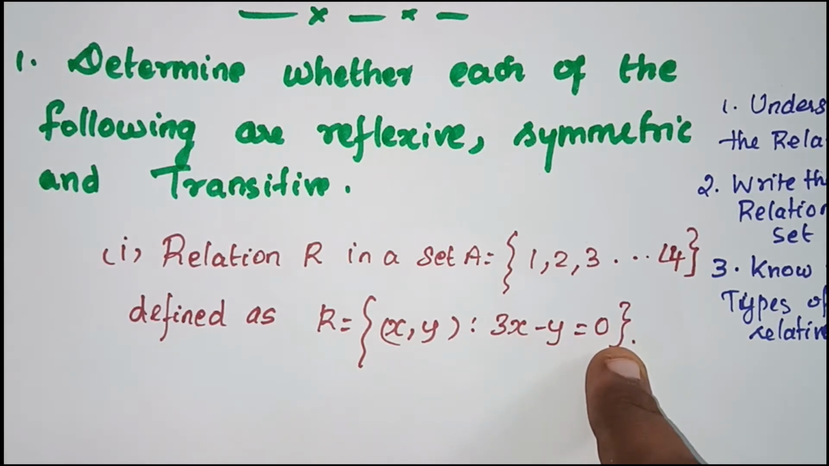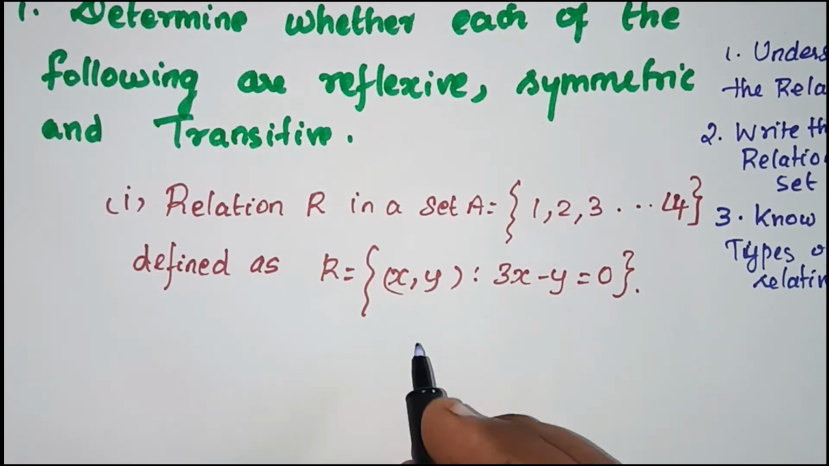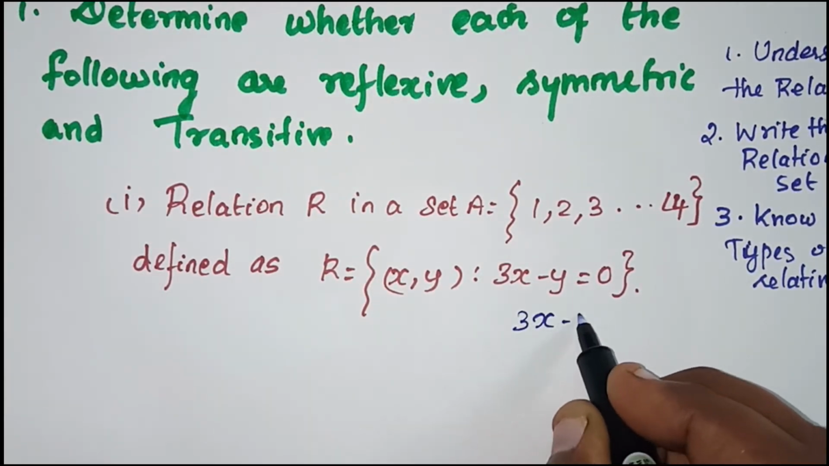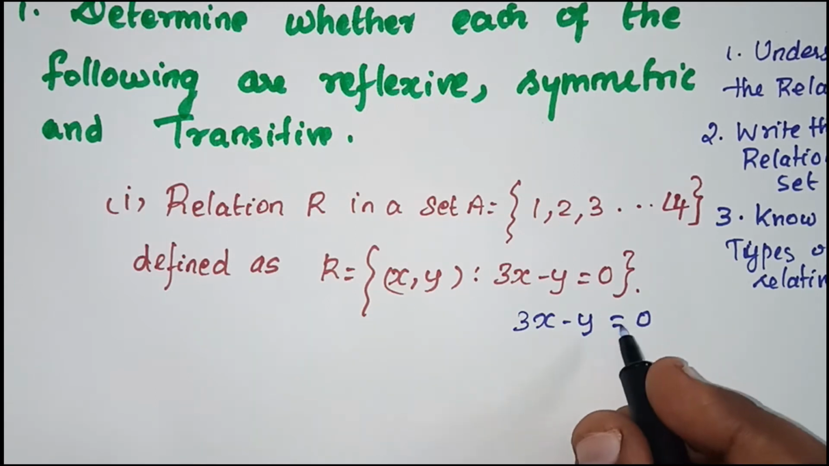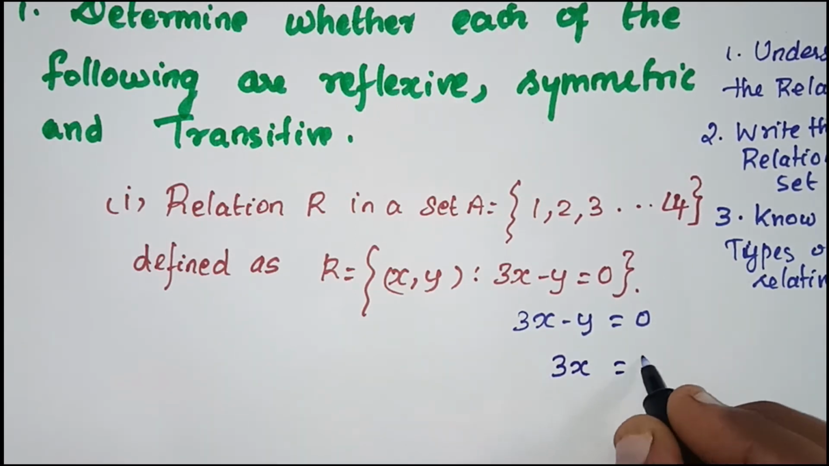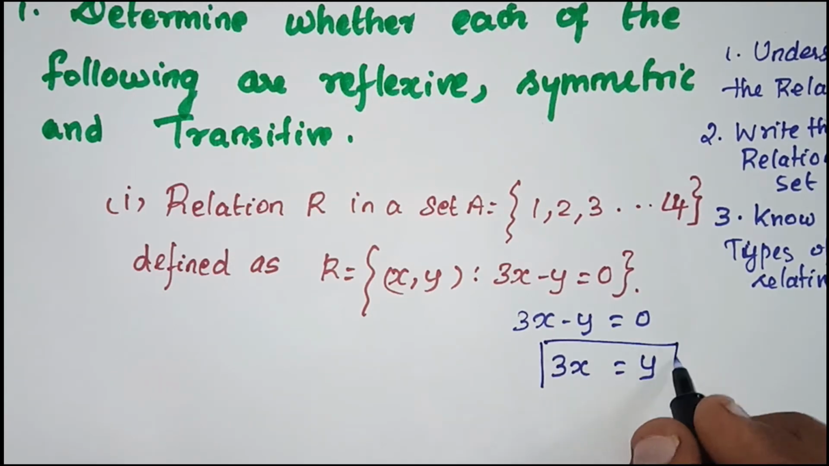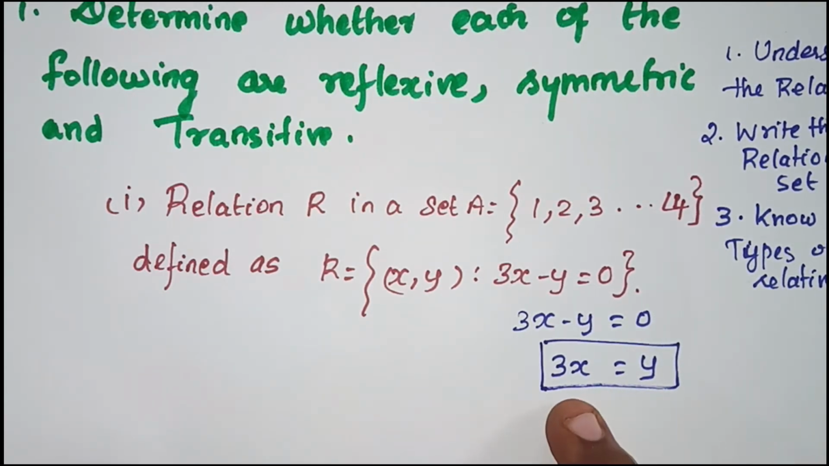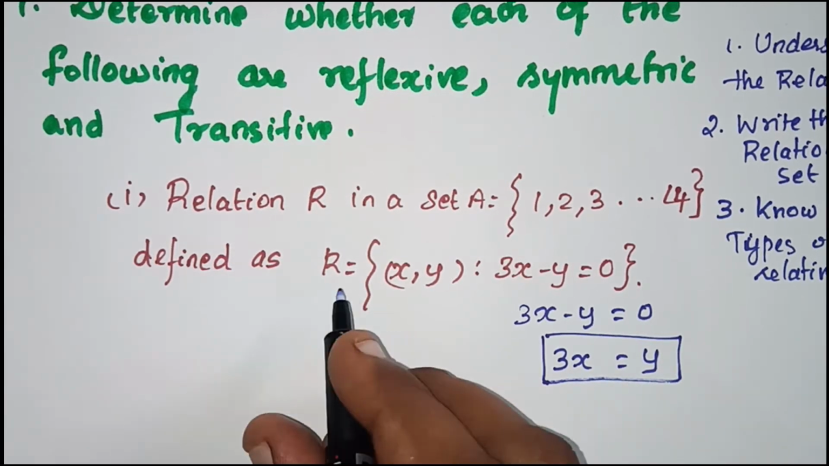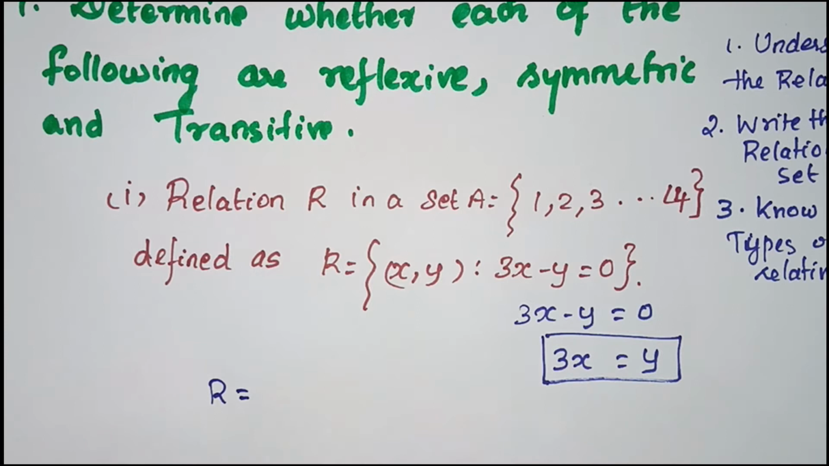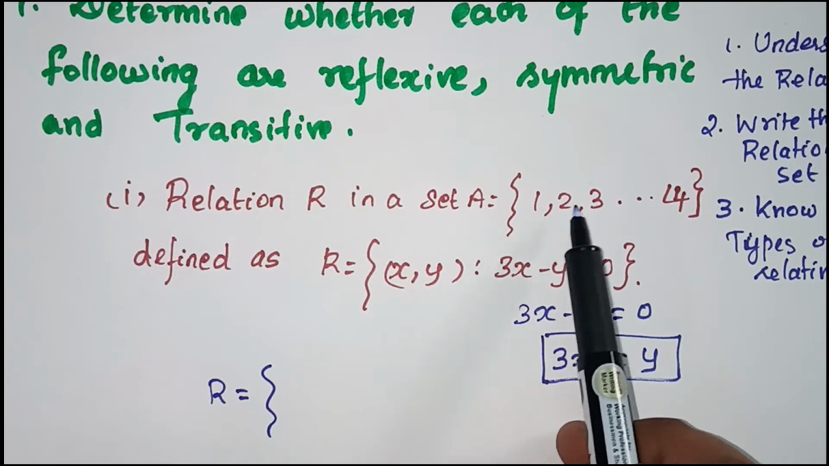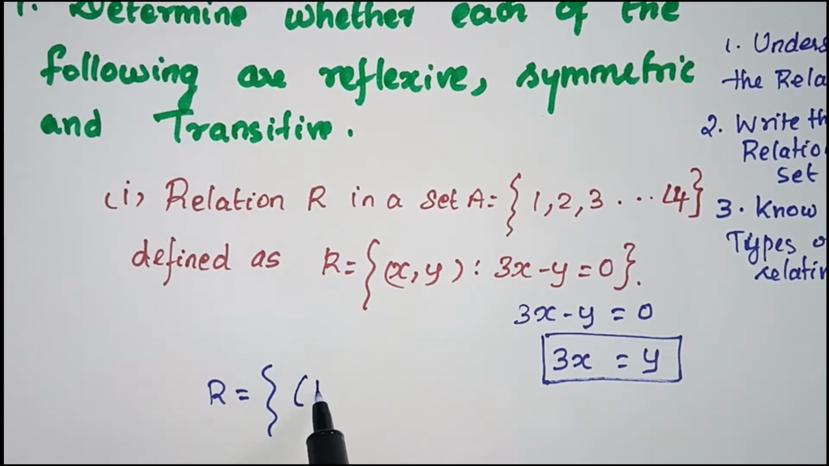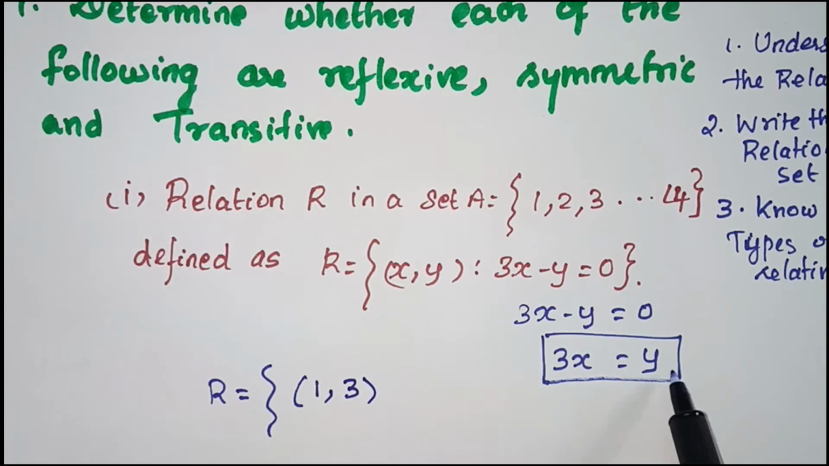So first we need to understand the relation. What is given? 3x minus y equal to 0. So this is the relation between x and y. Take y to the right side of the equal sign: 3x equals y. So the relation between y and x is y is equal to 3x. So we will write this relation set. First we can take 1 in the set A. So x is equal to 1 means y is equal to 3, right? y is equal to 3x.